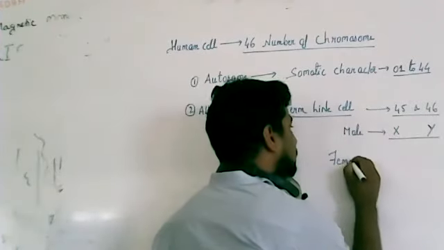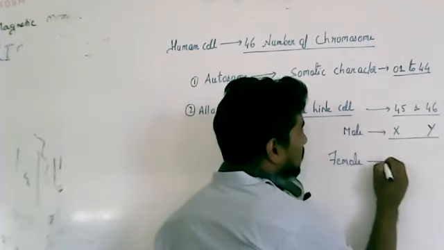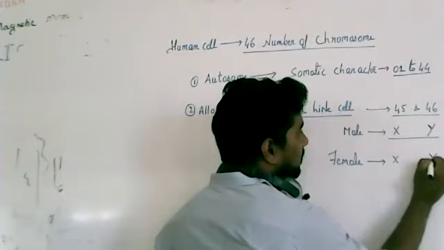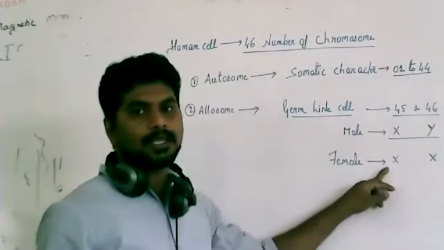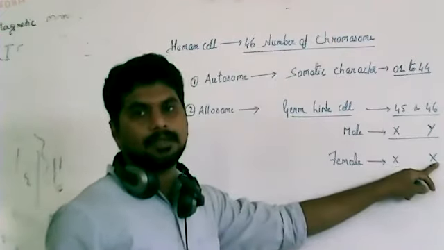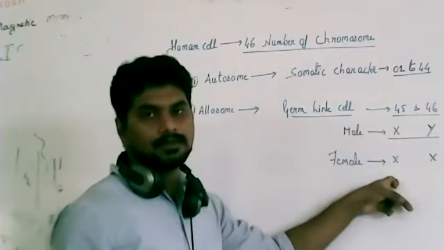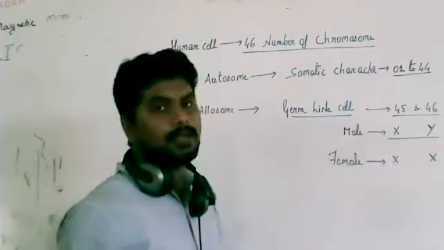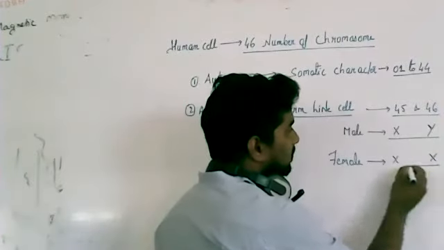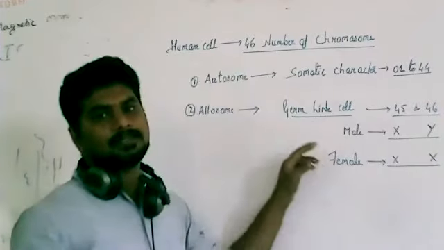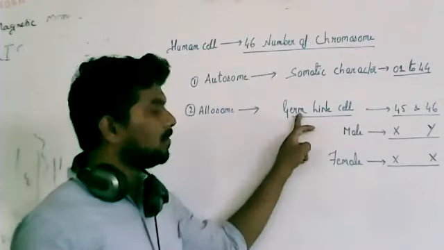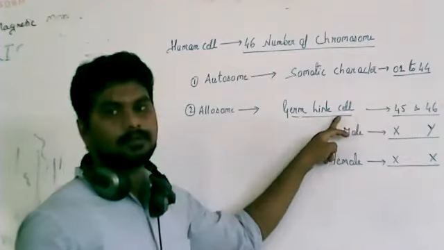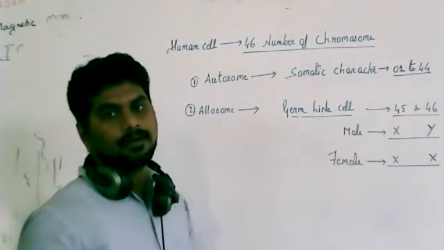Then female is XX. The 45th would be X and the 46th would be X, so both will be identical in female. If it is XX, female; if it is XY, male. So the last pair will be considered as allosome, germline cell, and that will decide whether it is a male or female.